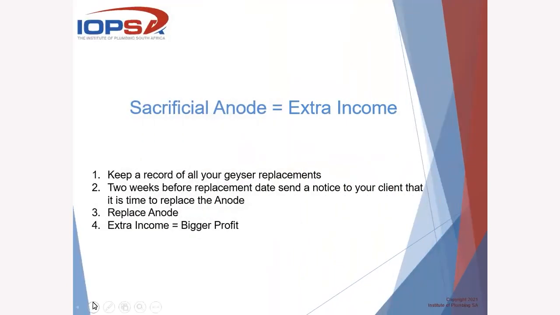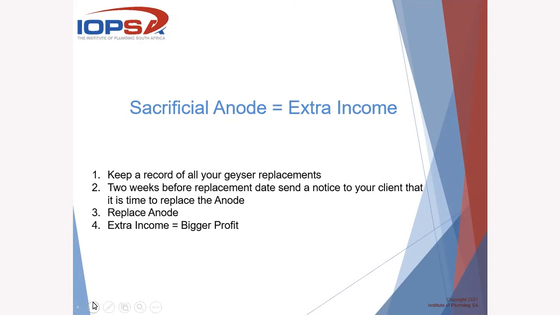So in today's world, where business is tough, let's face it, it's not easy. Plumbers need to start looking at diversification within their businesses. So what you can do is, if you're tech savvy, you can put up a spreadsheet on your computer, and if you're not, that's fine. An exercise book, a pen and a ruler, and you can draw lines and write everything in. Keep a record of all your geyser replacements and anode replacements. And then 2 weeks before replacement date, send a notice to your client that it's time to replace the anode. And then you go and replace the anode.